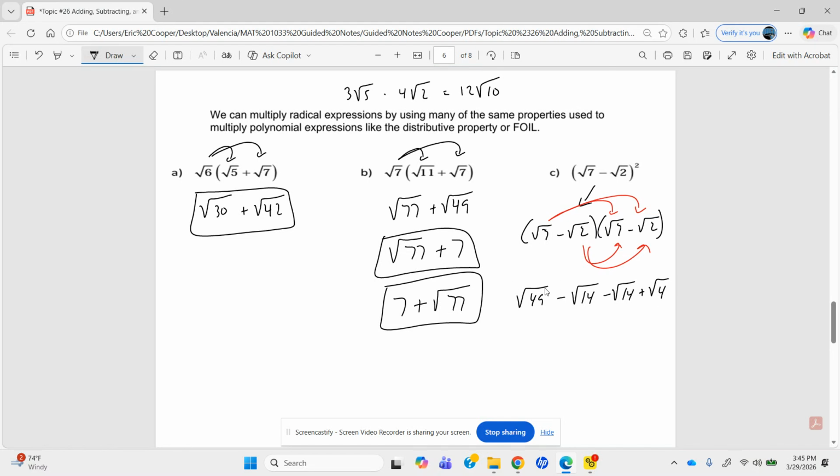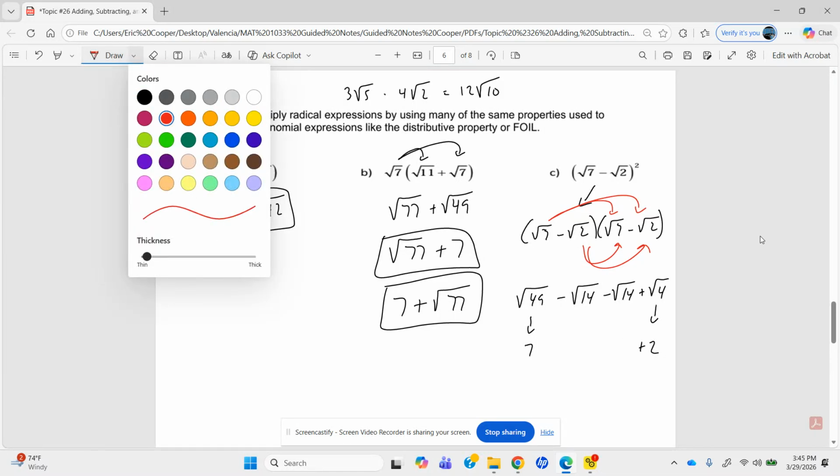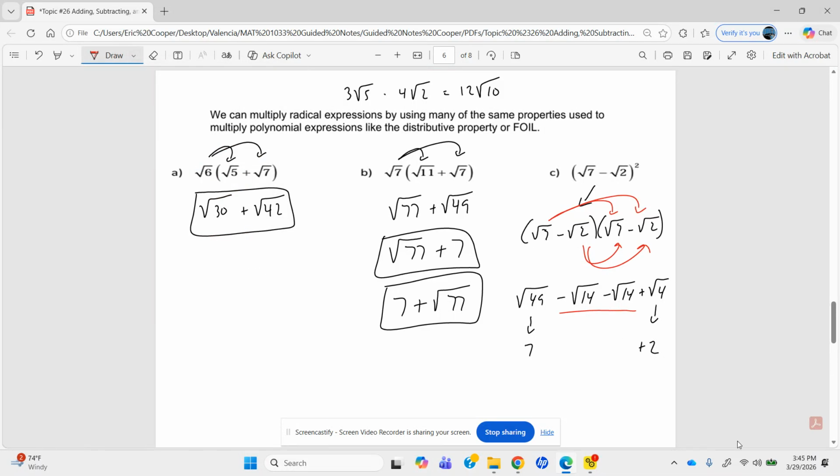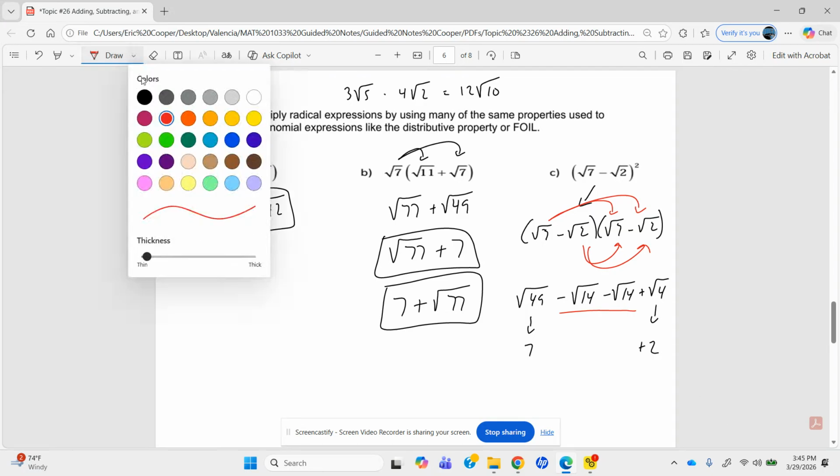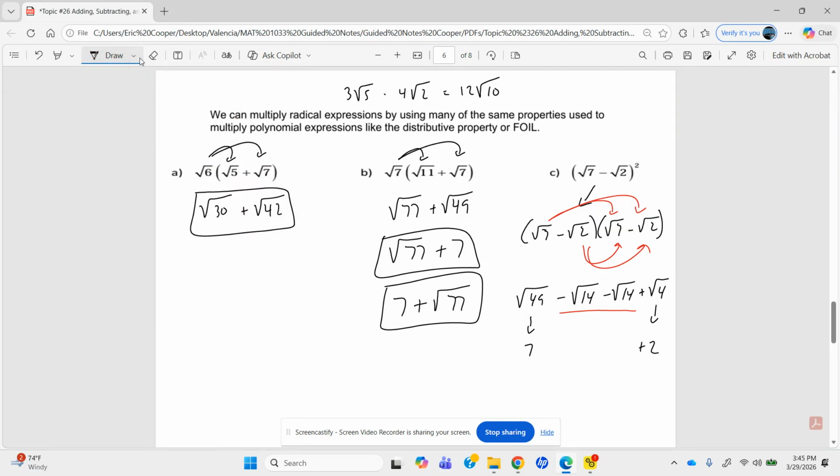So a couple things we could do here. First, we know what the square root of 49 is. The square root of 49 is 7. We also know what the square root of 4 is. The square root of 4 is 2. And in the middle, these are like radicals. So we can combine those together. Remember, there's no number on the outside. We pretend like these are 1s here. So I'm doing negative 1 minus 1. So that gives me negative 2 square root of 14.